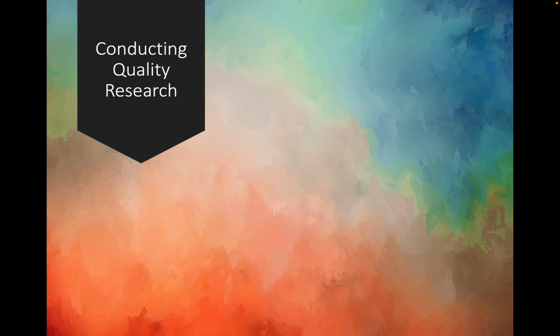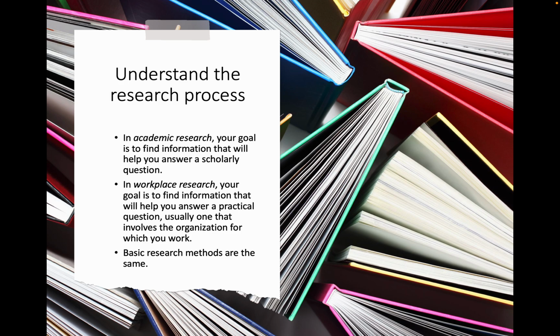Today we're going to talk about conducting quality research. So let's start with the research process. In academic research, your goal is always to find information that will help you answer a scholarly question. And because of that, you're usually looking at peer-reviewed and scholarly sources.